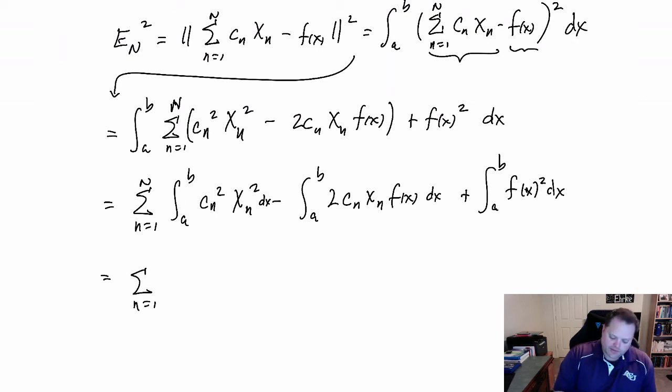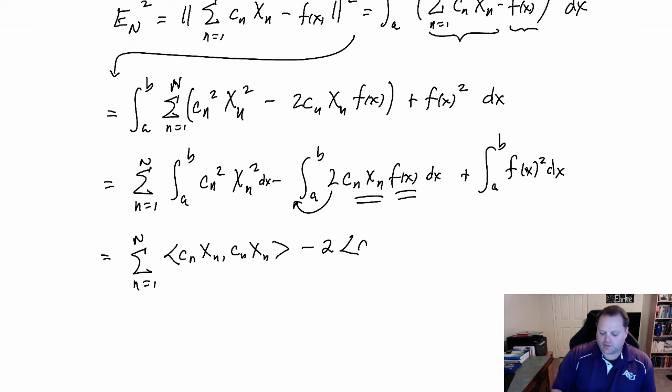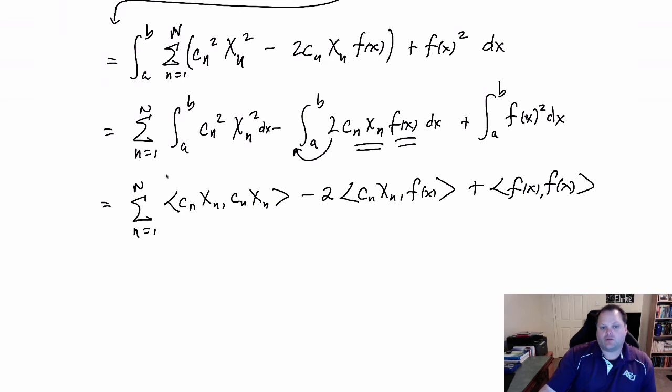And here's where things get sort of interesting. Remember, the inner product of two things is the integral from a to b of f of x times g of x. But here we've got these two things squared. So this is really just defined as the inner product of Cn xn with itself, because there's two of them. Then this is 2, take the 2 outside the integral. This is this function times this function, so it's the inner product of Cn xn with f of x, plus then this is the inner product of f of x with itself. So I can write everything that's here in terms of inner products.